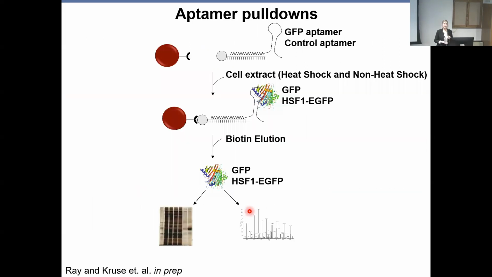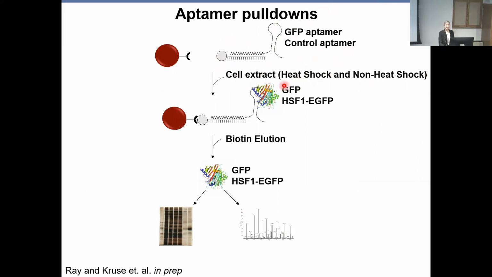So our experimental workflow was this. We took the GFP and the control aptamers, and we added a poly-A tail, and to that, we added a poly-T biotin. And then we used these in place of antibodies to pull down their target proteins from cell extracts that had either undergone heat shock or had not undergone heat shock. And we did that because HSF1 is known to change its protein binding activity upon heat shock. So we should be able to pick up this interaction using our method.